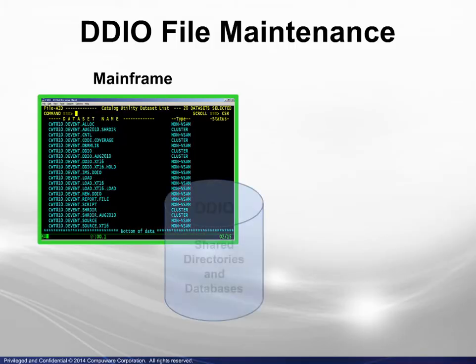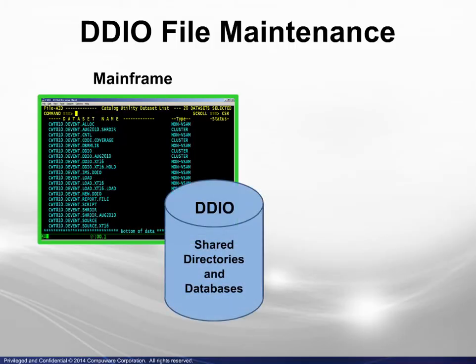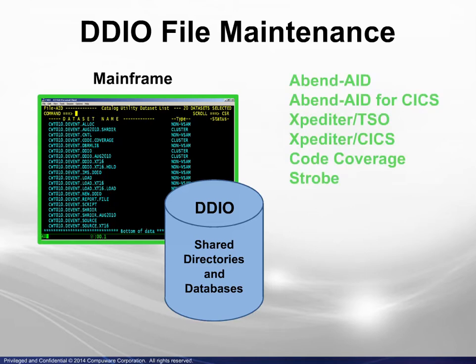The shared directories and databases, often collectively known as DDIO files, reside on the mainframe. They contain the source code and other information necessary for the Abend-AID, Xpediter, Code Coverage, and Strobe products.